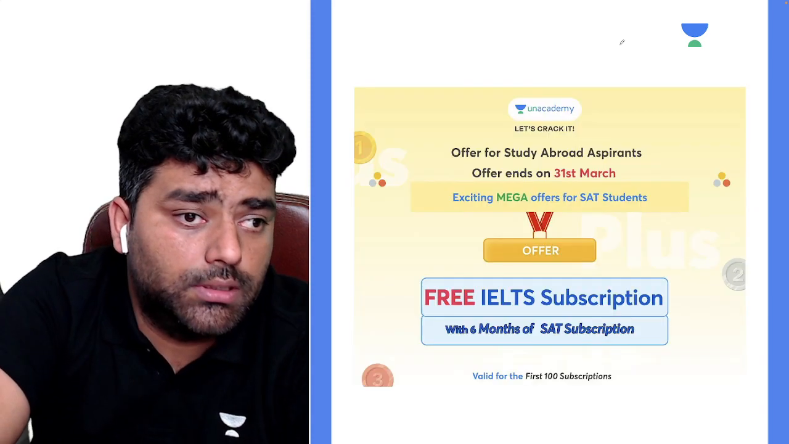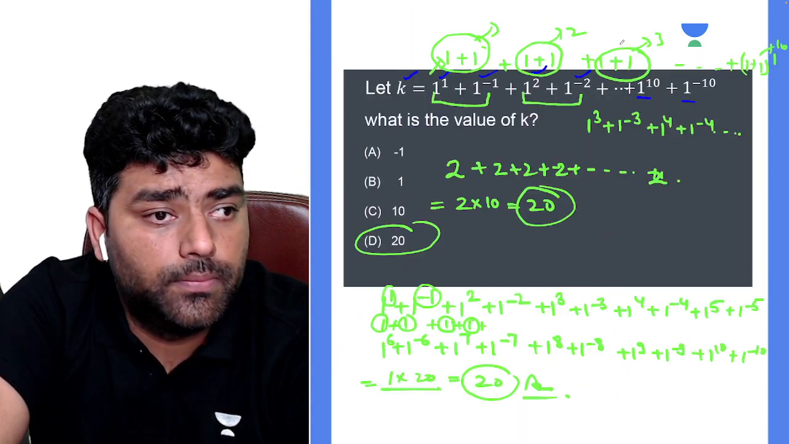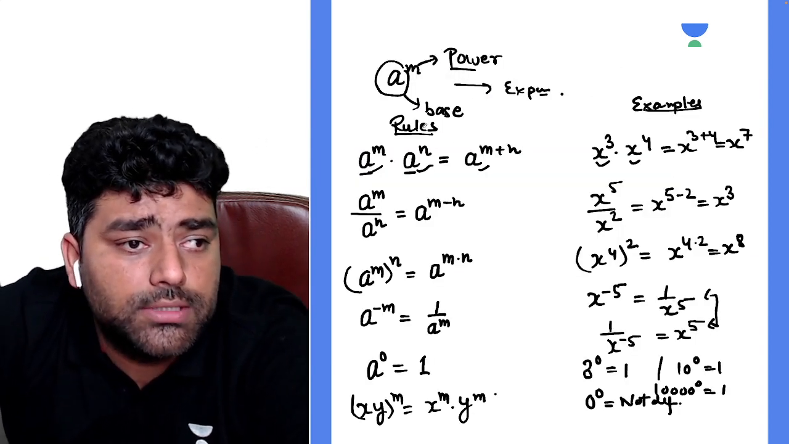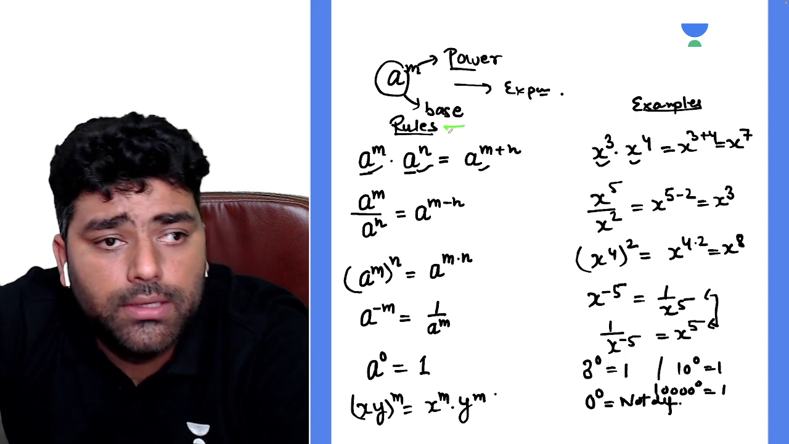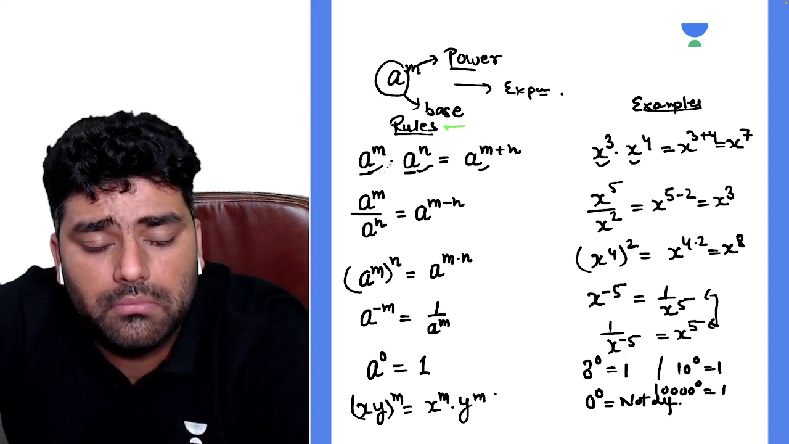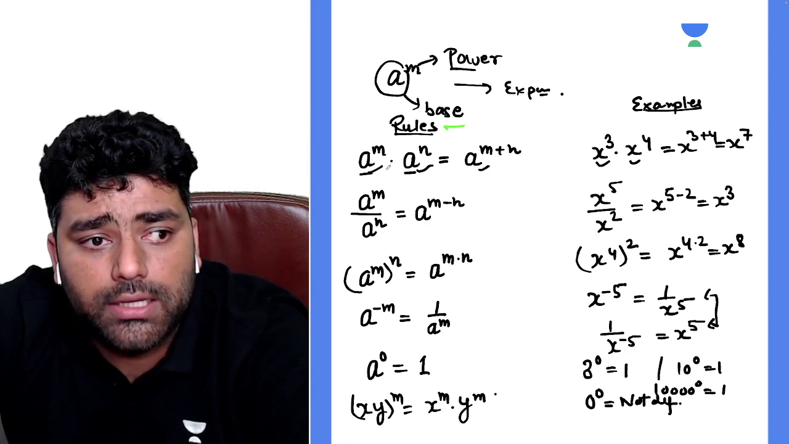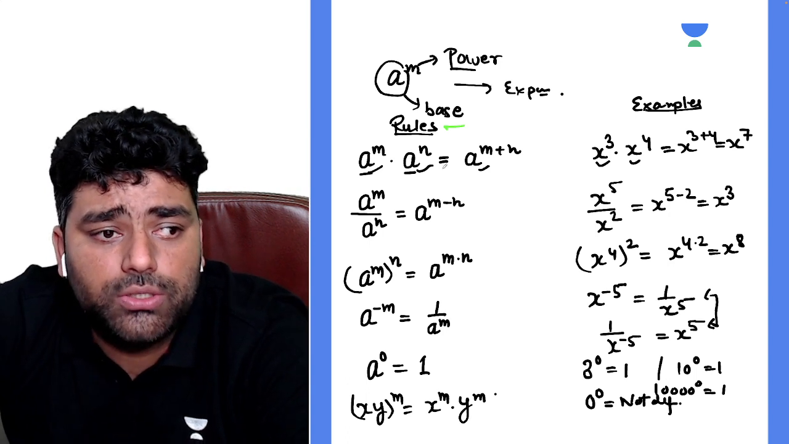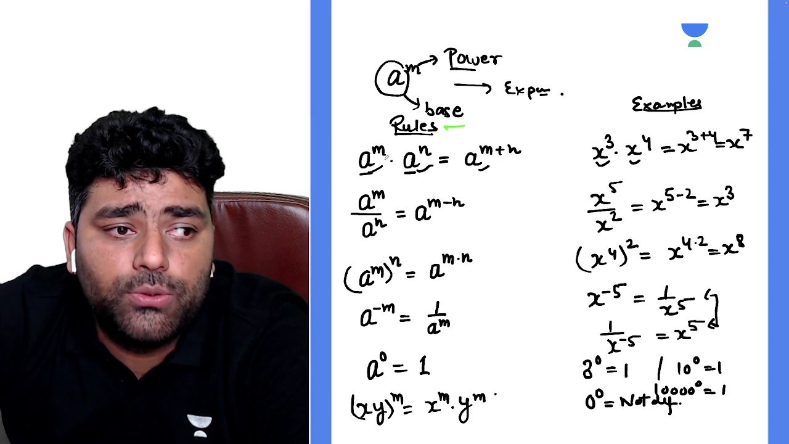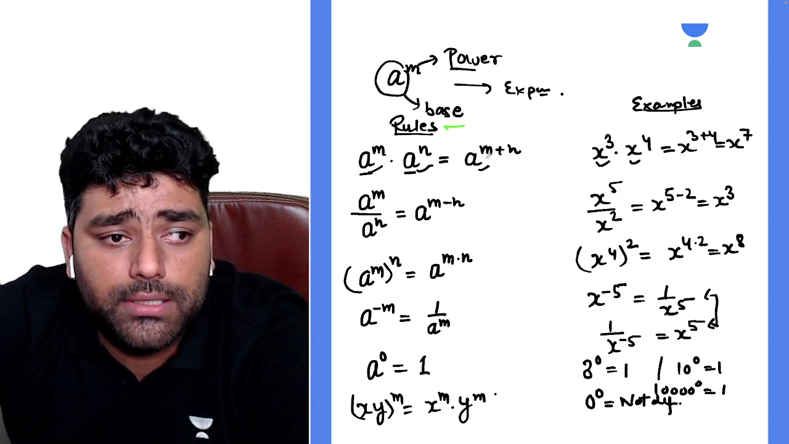Okay, so let's summarize what we have done today. First of all, I told you about the concept, the rules of exponents, and these are very important rules. Hopefully you know this concept already, but if you don't, please make sure to memorize these. So a to the power m multiplied by a to the power n is equal to a to the power m plus n.